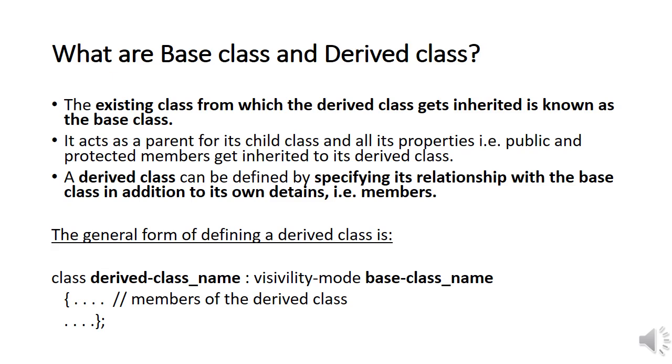The syntax for defining a derived class is class, derived class name, colon, visibility mode, base class name, that we already discussed in the previous slide. Then inside this derived class, you can write members of the derived class. This derived class can also access the members of the base class if they are declared as public or protected. The private members never get inherited to the derived class.